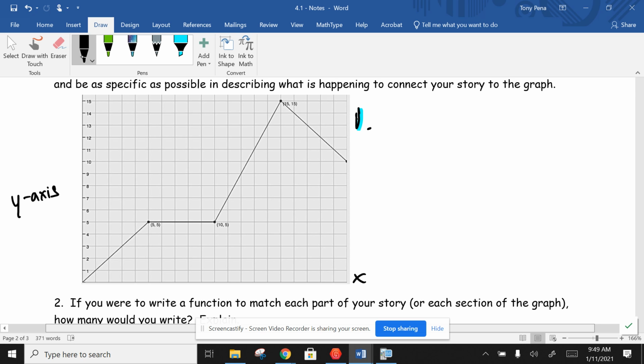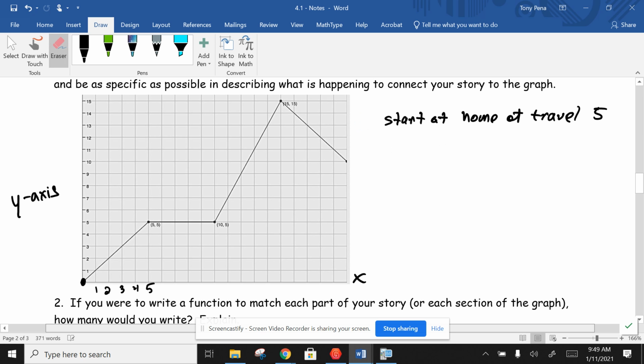Right? So we start right here, and we can make up kind of any story we want. So just go with my story. I actually didn't give this a whole lot of thought beforehand, so spare me for this boring story. But we start at home. And we travel, let's say, 5 seconds. Actually, let's do minutes. So 5 minutes to the gas station.